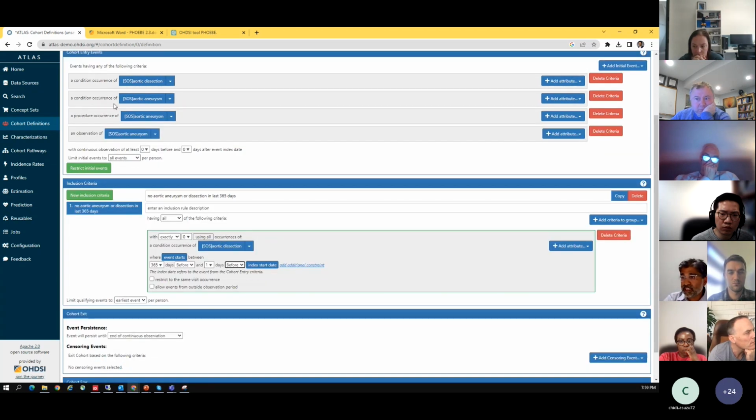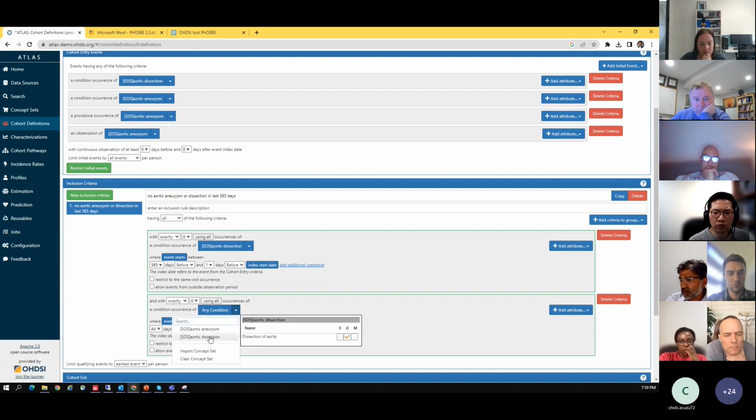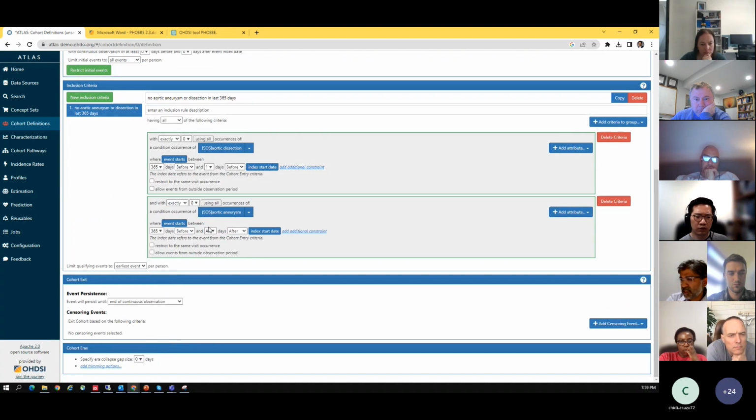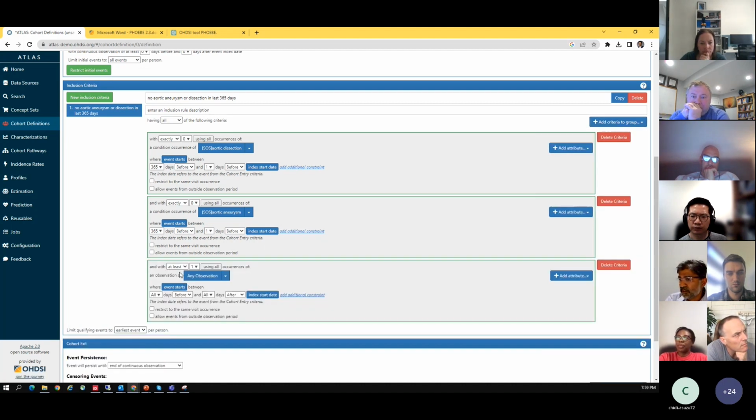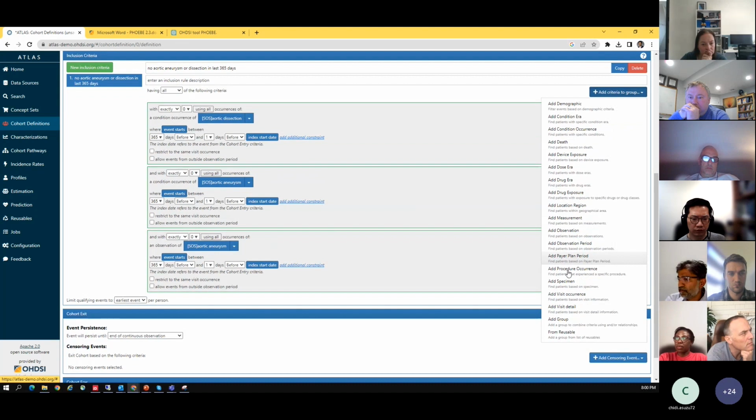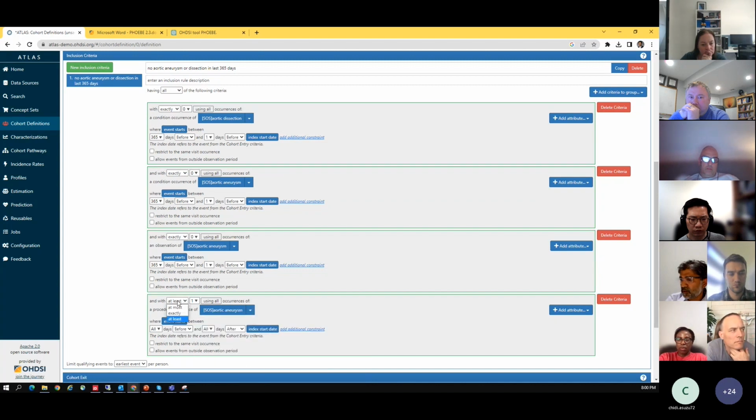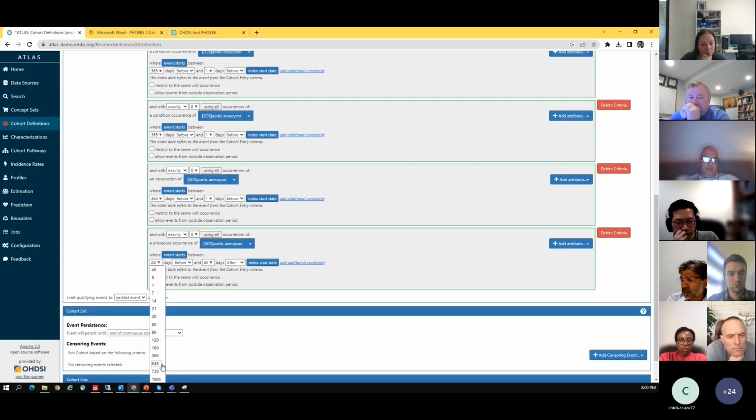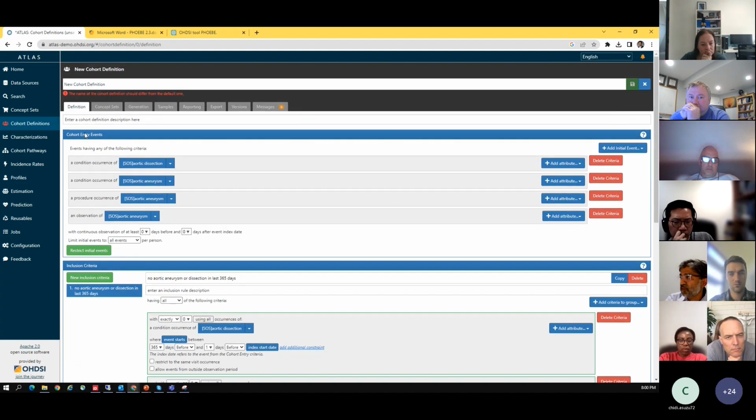But now we have to do the same thing for aortic aneurysm. So condition occurrence, exactly 0. Aortic aneurysm, 365 days before to 1 day before. There are multiple domains. So there is observation domain, exactly 0. Aortic aneurysm, 365 days before to 1 day before. Procedure domain, aortic aneurysm, exactly 0. 365 days before, 1 day before. So this implements the washout period.